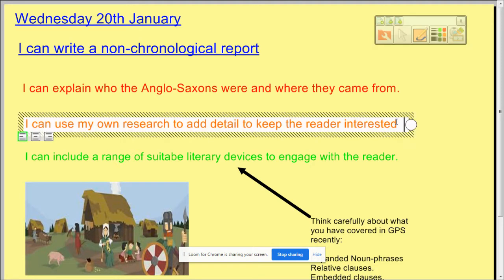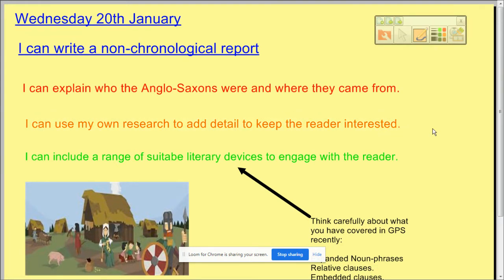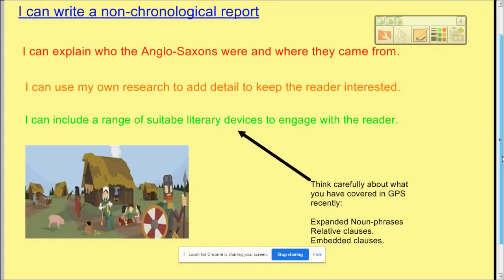If you notice there, children, proofreading. I've forgotten my full stop. Let's get that added in. I can include a range of suitable literary devices to engage with the reader. Notice that use there of the word suitable, so making sure that whichever techniques you choose to use are suitable for the report.